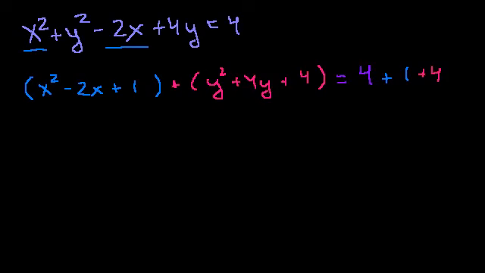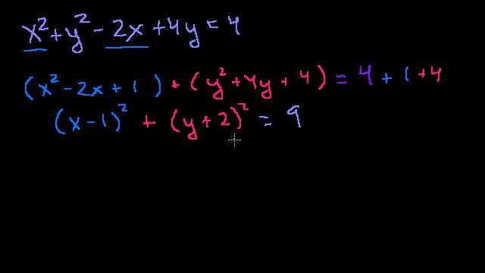And so this becomes x minus 1 squared plus y plus 2 squared is equal to 4 plus 1 plus 4, which is equal to 9. And there you have it. We have it in the standard form of a circle. You remember that if a circle is centered at 0, the standard form would be x squared plus y squared is equal to r squared. So this is r squared, the radius squared. So that tells us the radius of the circle is 3.